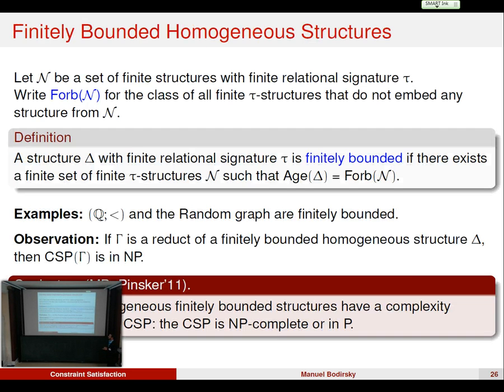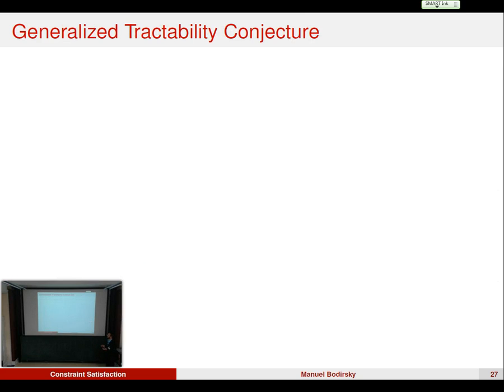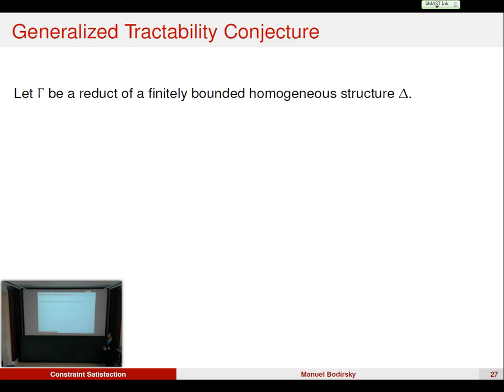So we have a reason to believe this, because it might be that we already know the border between the easy ones and the hard ones. This is what I call the generalized tractability conjecture, generalized from finite to this large class of omega-categorical structures. So we have a reduct gamma of a finitely bounded homogeneous structure delta. Assume that gamma is a model-complete core.